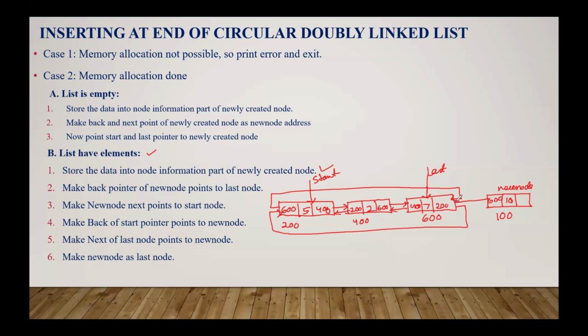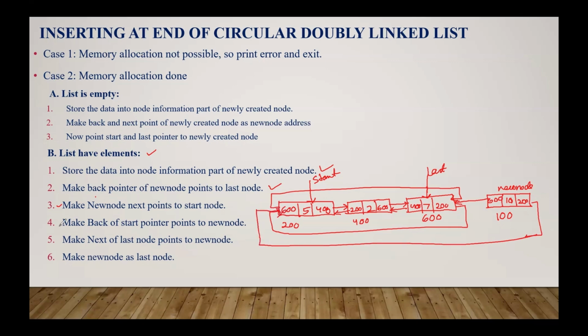Now the connection is made to this one. Okay, that's done. Then the next line: make the new node's next point to the start node. The start node is 200. So if we store 200, then another connection is established, from this to this node.